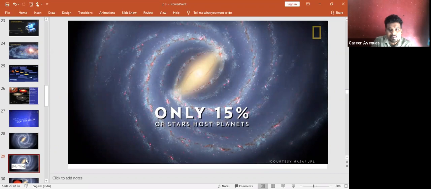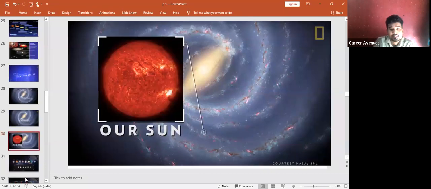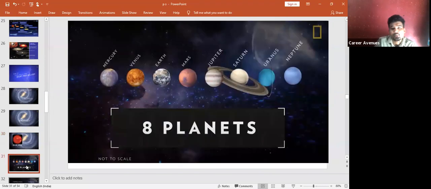Till now we consider that only 15% of stars host planets. That means the remaining 85% of stars are planetless. There is no planet around them. Only 15% of the stars have planets, and the sun is one of them. So this is our sun somewhere here. Now let's see our planets.